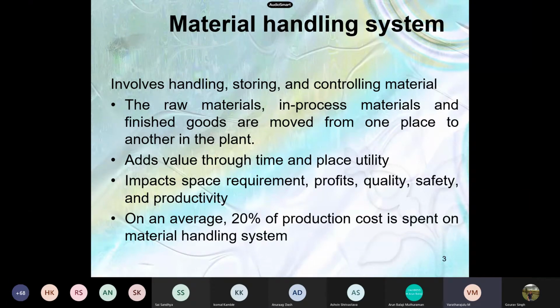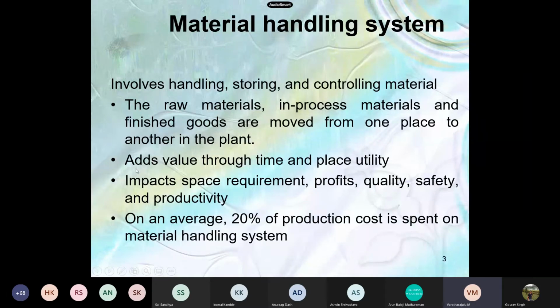Add value through time and place utility. The impact, space requirement, profit. See what we are doing in the production plant or manufacturing. We are giving the input. We are adding value over the raw material. Your raw material might be a shaft. What we are doing, either facing or turning or taper turning or whatever operation we require, that we are performing. In an economic way, we are adding some value to the raw material. Therefore the in-process material and finished goods are moved from one place to another place.